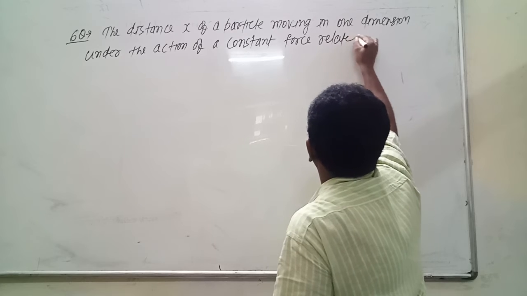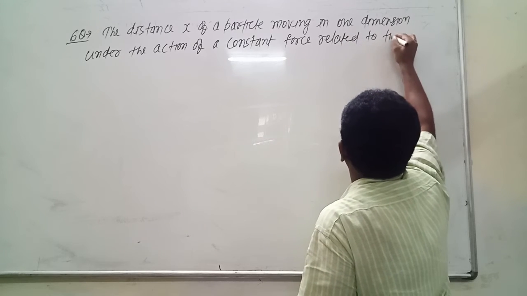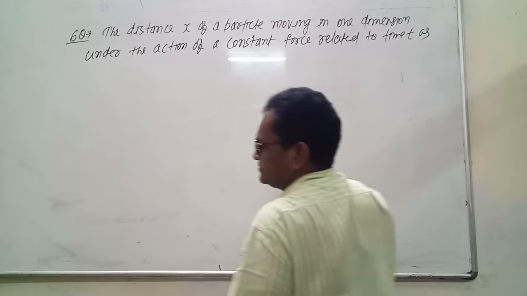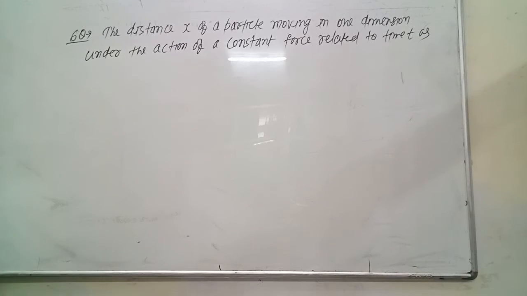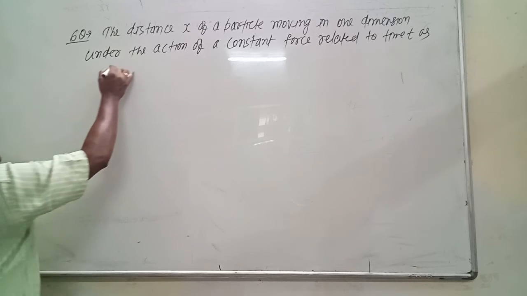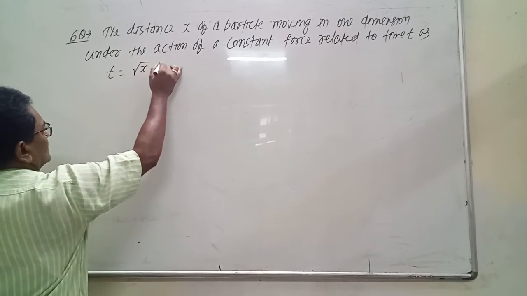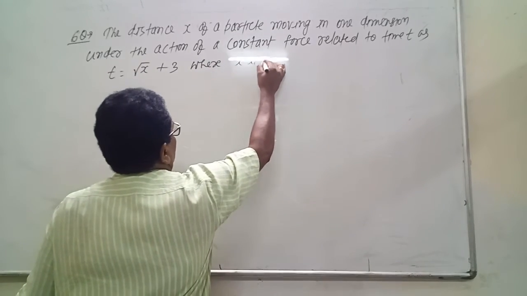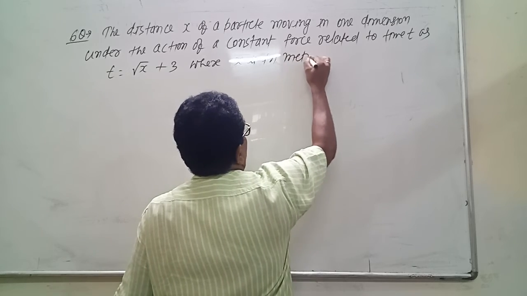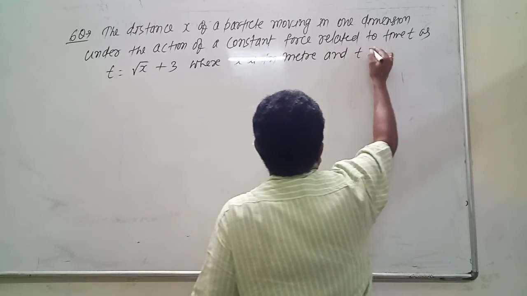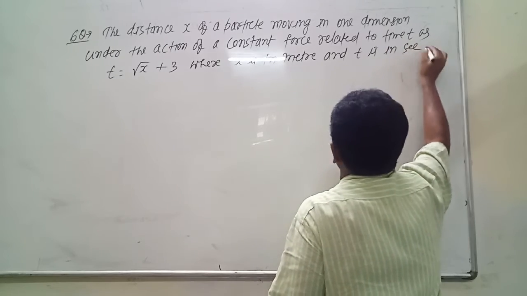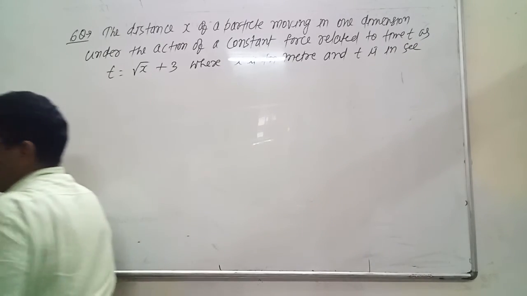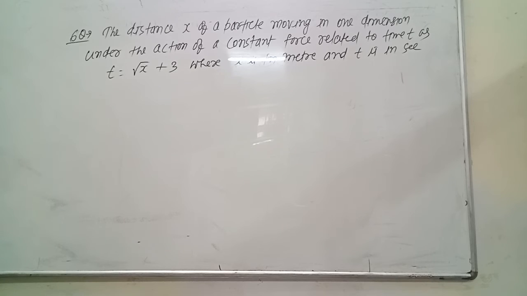related to time t is given by the equation t equals under root x plus 3, where x is in meters and time t is in seconds. The equation is given: t equals under root x plus 3. x is in meters, time t is in seconds.